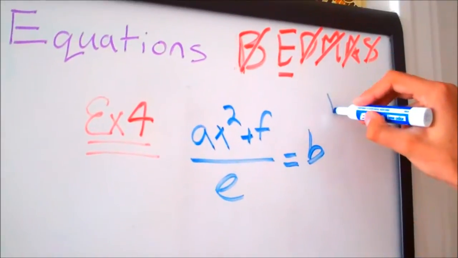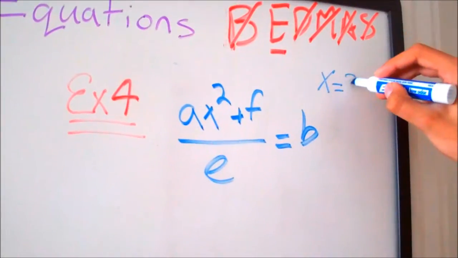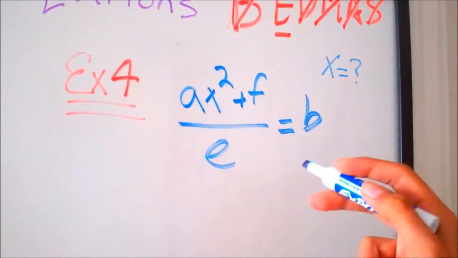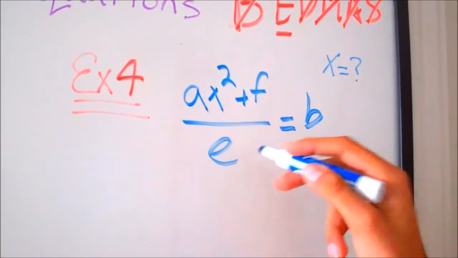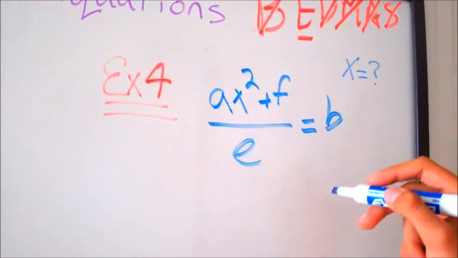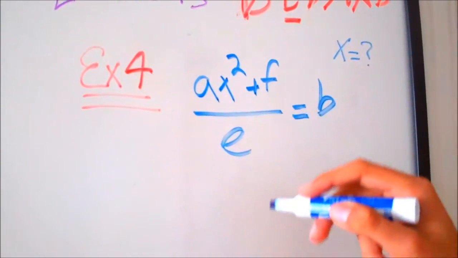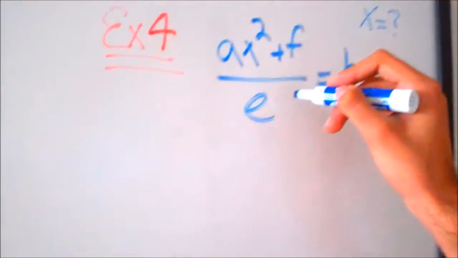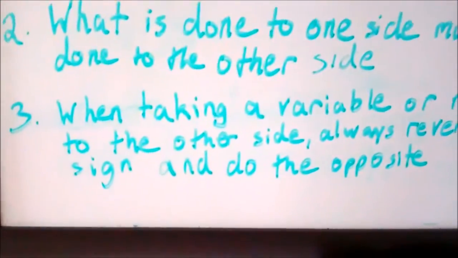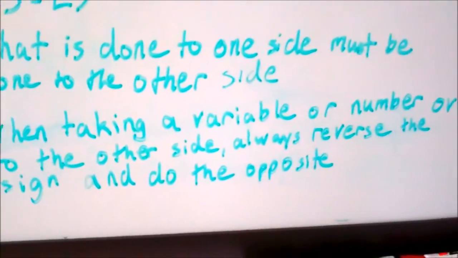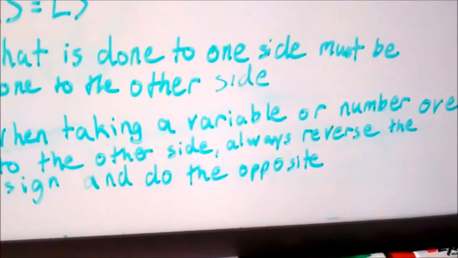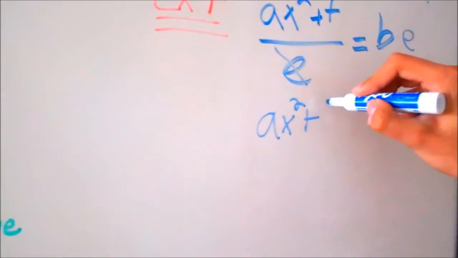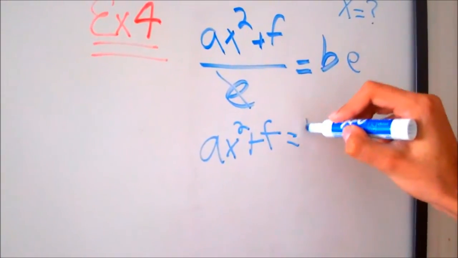Now, in this one, as usual, we will be solving for x. First things first, we want to try and get rid of this fraction. And to do so, as we've learned before, you're going to have to do the opposite, which is multiplying. So let's multiply this side by e and this side by e, giving us ax squared plus f equals be.